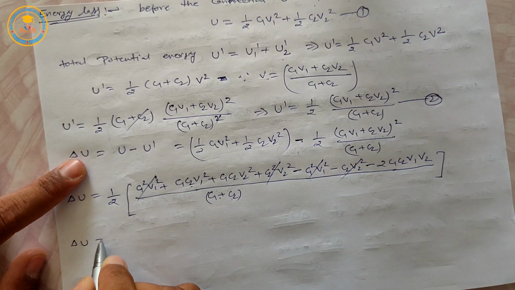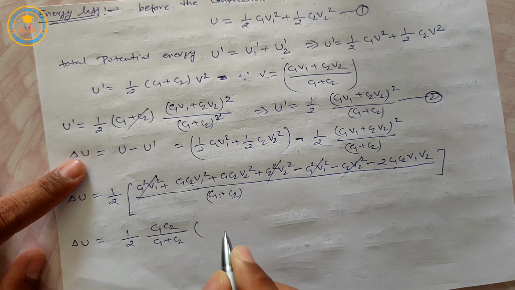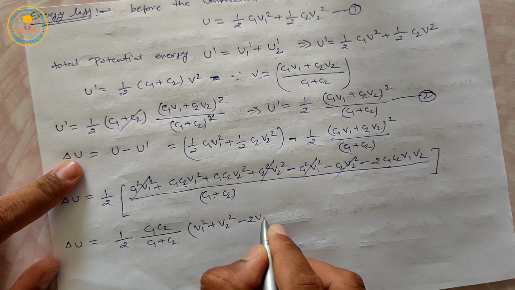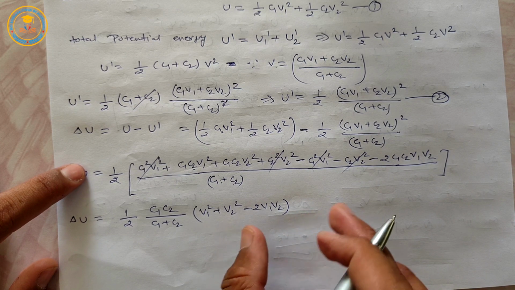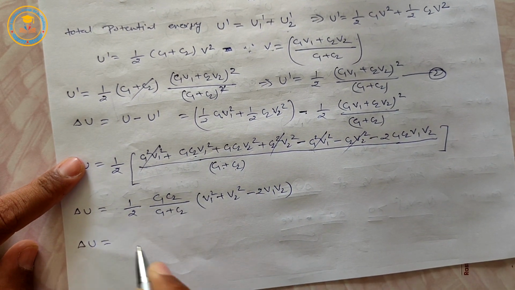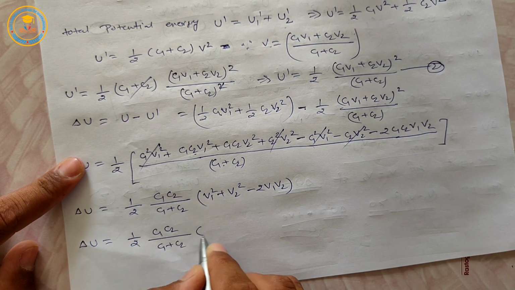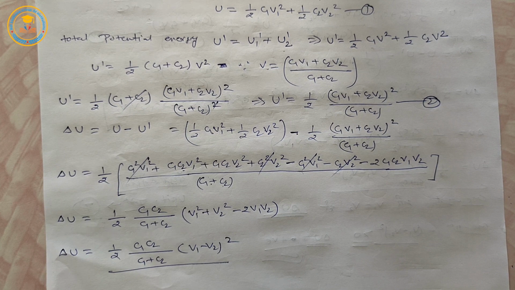So del U is equal to 1 by 2 C1 C2 upon (C1 plus C2), and the remaining part is V1 square plus V2 square minus 2 V1 V2. This is the expansion of (V1 minus V2) whole square. So del U is equal to 1 by 2 C1 C2 upon (C1 plus C2) times (V1 minus V2) whole square. This is the energy loss when two conductors are connected by a connecting wire, in the process of redistribution of charges.